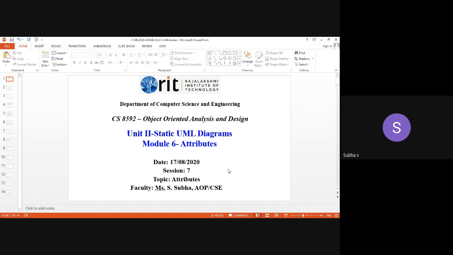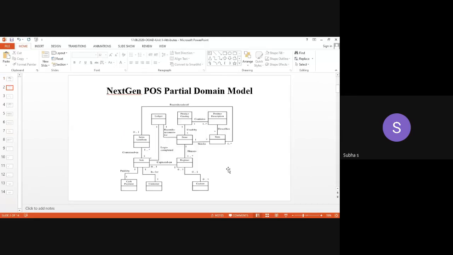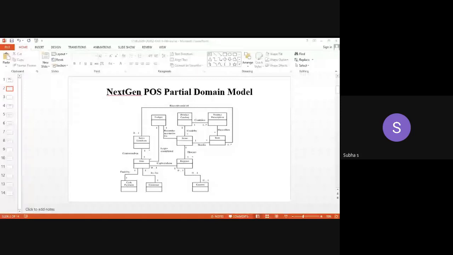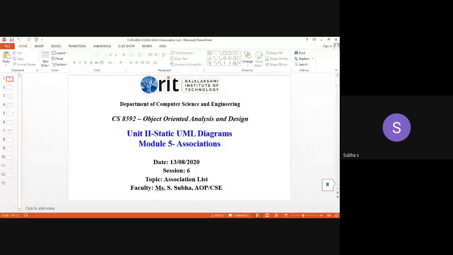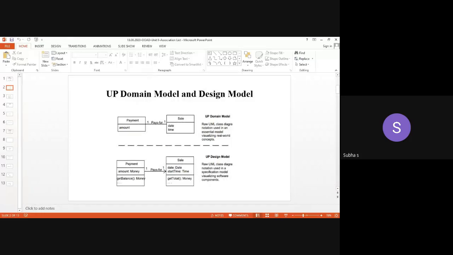Before getting into the topic, in the last class we saw about a partial domain model. Let me quickly review the previous session PPT also. So we saw the UP domain model and design model. Have a quick look at it. We'll move on to the attributes in a few minutes.